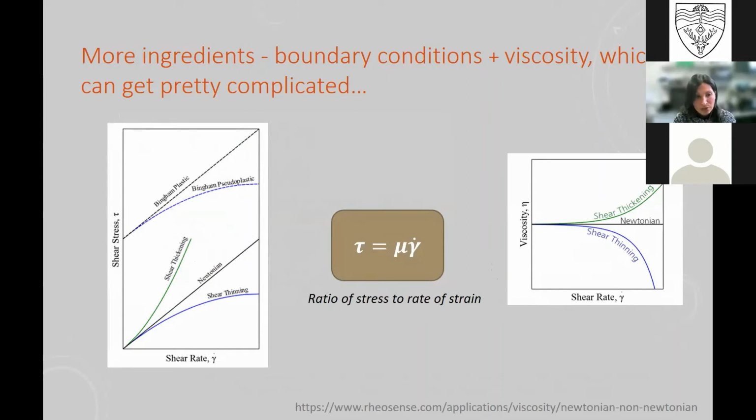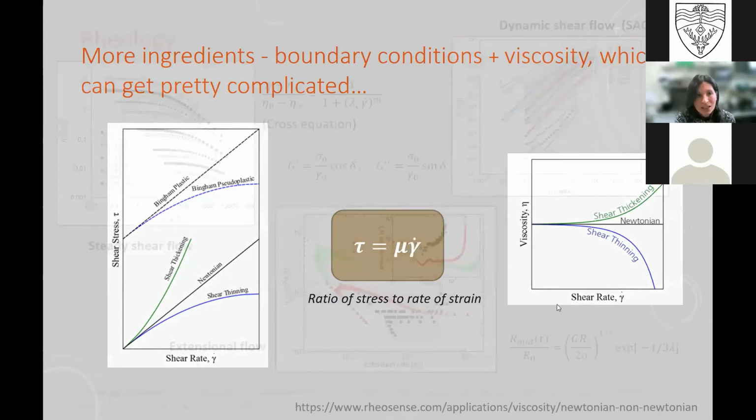So a Newtonian fluid, I hope you can see my mouse. So a Newtonian fluid, basically, that relationship is linear. That means that the viscosity is basically constant for all shear rates. However, it could happen that that relationship is not linear, so your viscosity depends on the shear rate, like in these situations, and things start getting complicated.